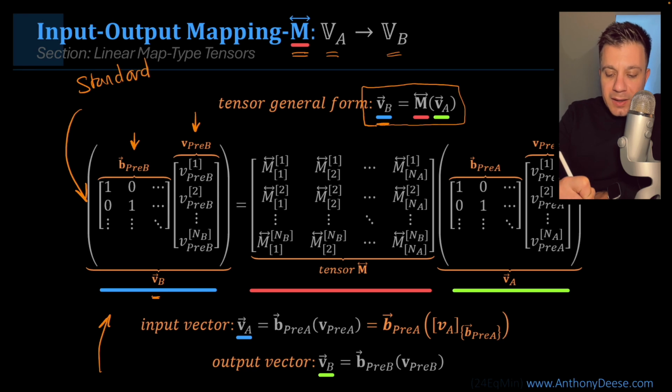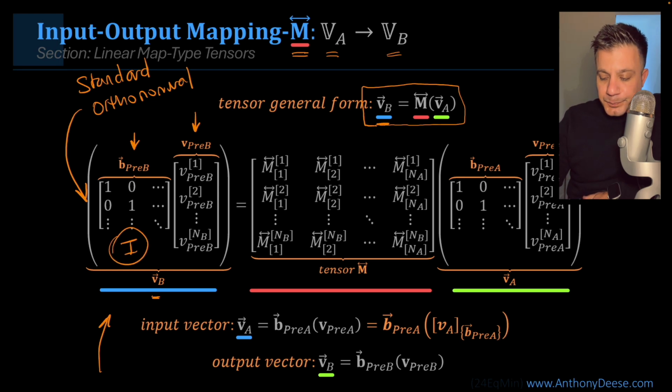They are called standard basis. We also call them the orthonormal basis. So essentially, this is an identity matrix. Now, that's obviously not a requirement for any type of linear map tensor, but it's going to make our explanation here a little bit easier.